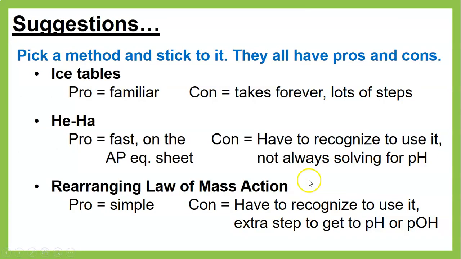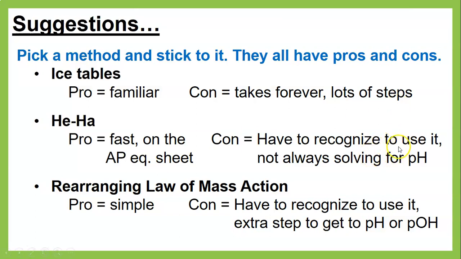So some of the pros and cons, I really like presenting you with these and then letting you pick and choose, right? So for the ice tables, they are familiar. We're comfortable with doing them at this point. I really, really hope. The con is that it can take a long time. I see people lose time and not finish. The Henderson-Hasselbalch equation is really fast, and if you look at the equation sheet, it's on the back. And so that's something that is nice, a little bit of a comfort blanket, right? You know it's there on the back of the equation sheet if you freeze and you forget.